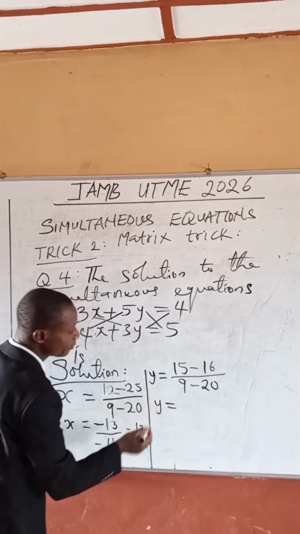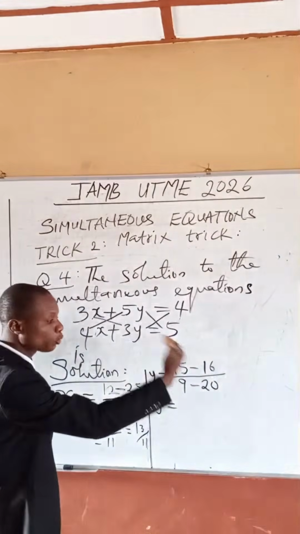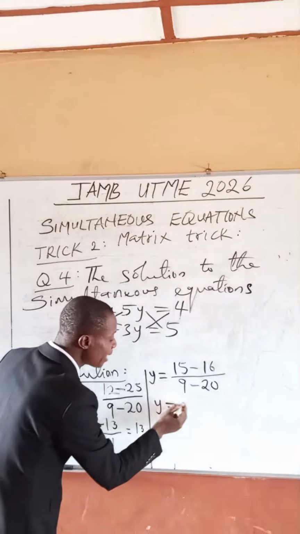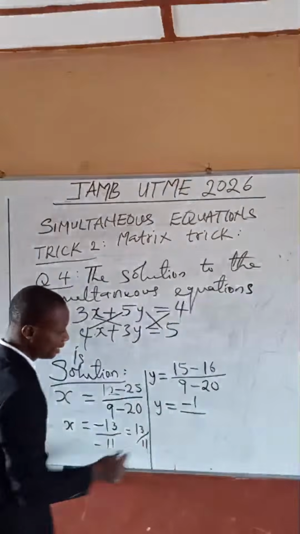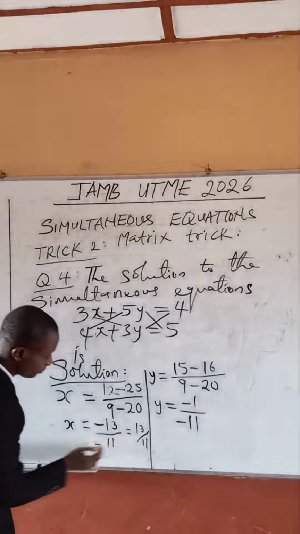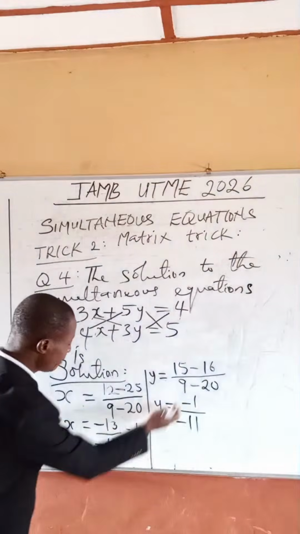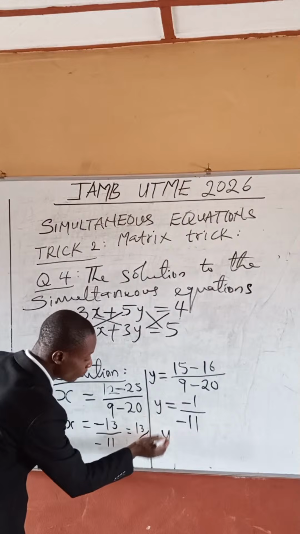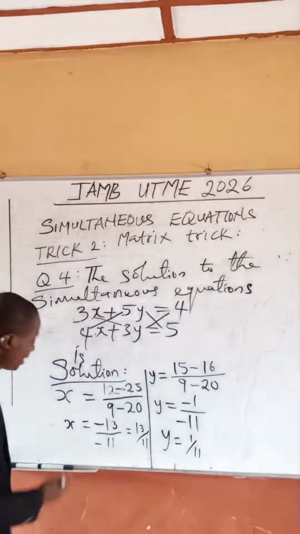Okay, so what is our y? 15 minus 16. Don't forget that 16 is bigger than 15. So we are subtracting a bigger number from a smaller number. So 15 minus 16 is minus 1 divided by 9 minus 20. Remember, they have the same base. So just write minus 11, just like we did here, because they have the same base. So there's no need to be bothering ourselves. 9 minus 20, 9 minus 20. So minus cancels minus. We are now left with 1 over 11. This is the value of y, and this is the value of x.